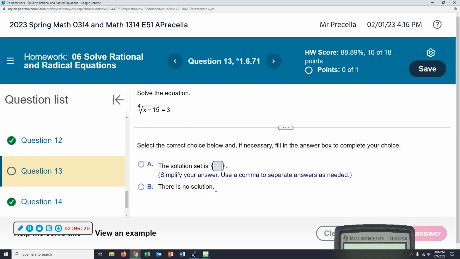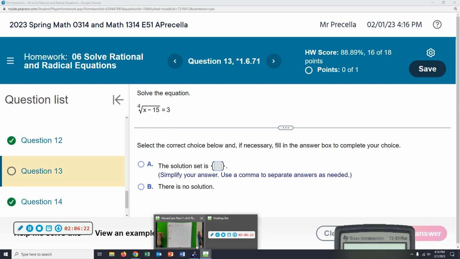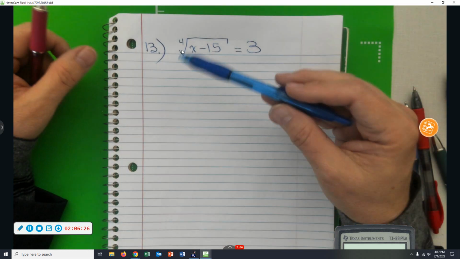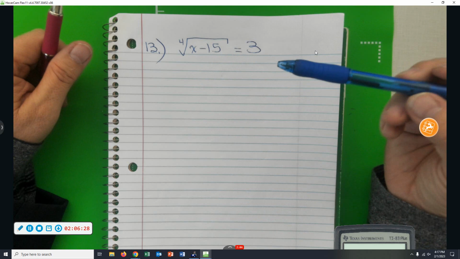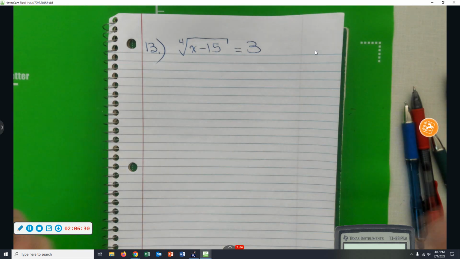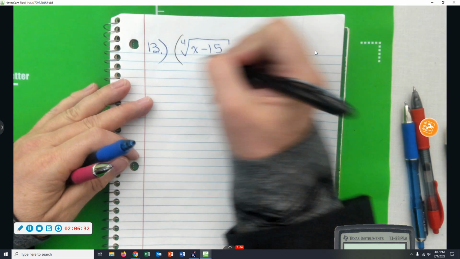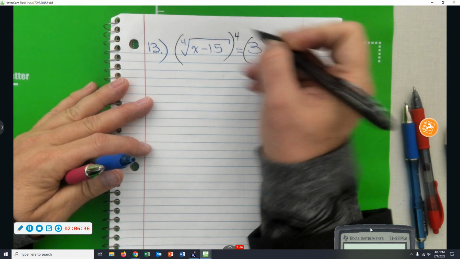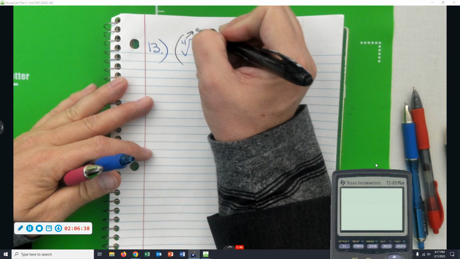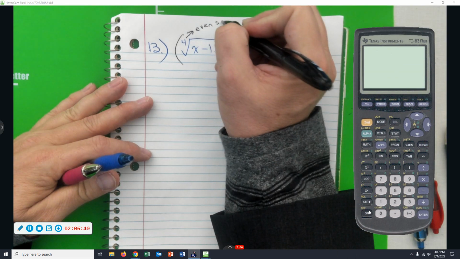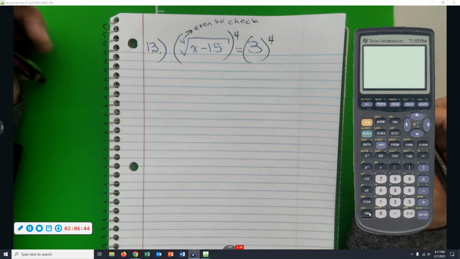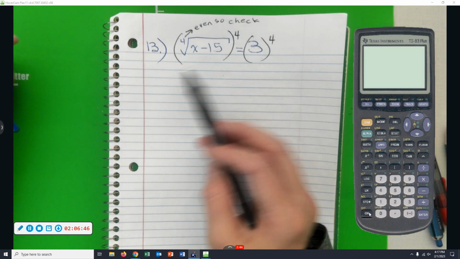Have you written it down? Notice it's already with the radical by itself, so the radical's already isolated. What exponent are we going to put out here? 4, I agree, because it's a 4th root. Now it's even, so check, but it'll be easy to check. What's the left side going to reduce to?